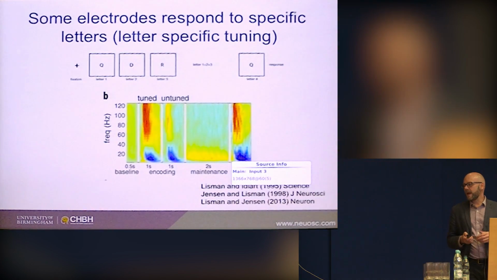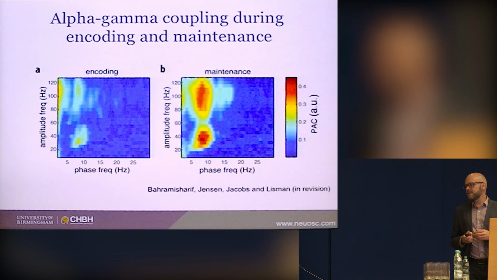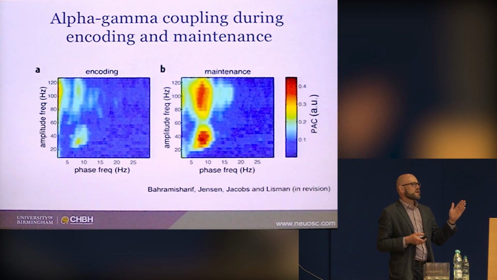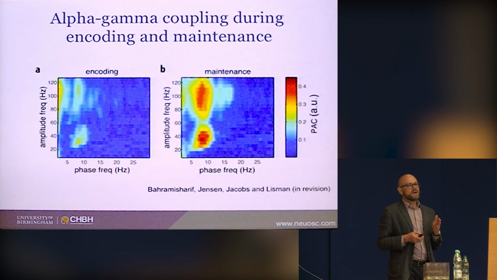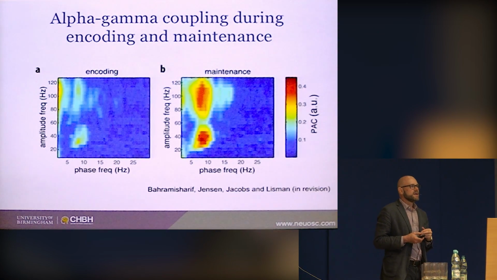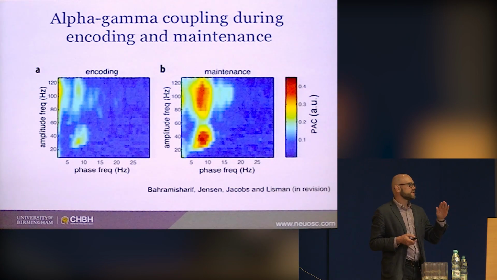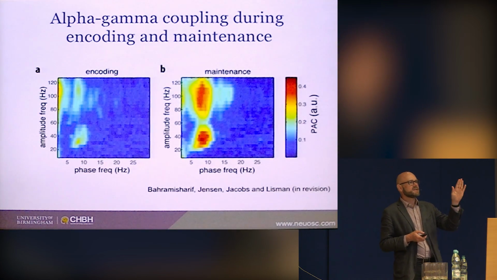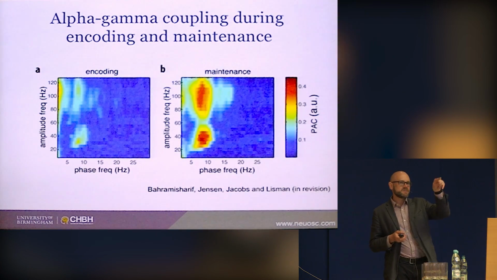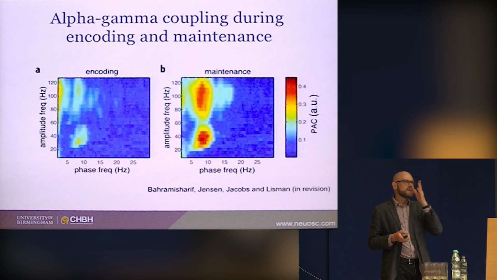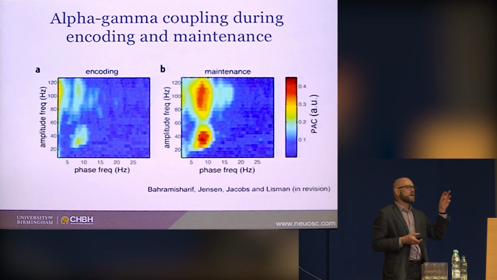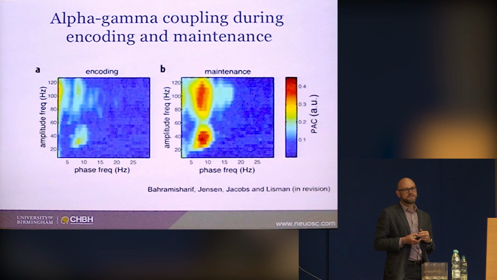So when looking at the data, the first observation is that during the maintenance interval, we see a strong phase to gamma band coupling between alpha phase and gamma power, right? So this by itself is a bit surprising because we don't see too much gamma band activity during maintenance, but when we look at the gamma band activity with respect to alpha phase, we actually see a modulation, quite a strong and robust modulation of gamma power with respect to alpha phase, right?